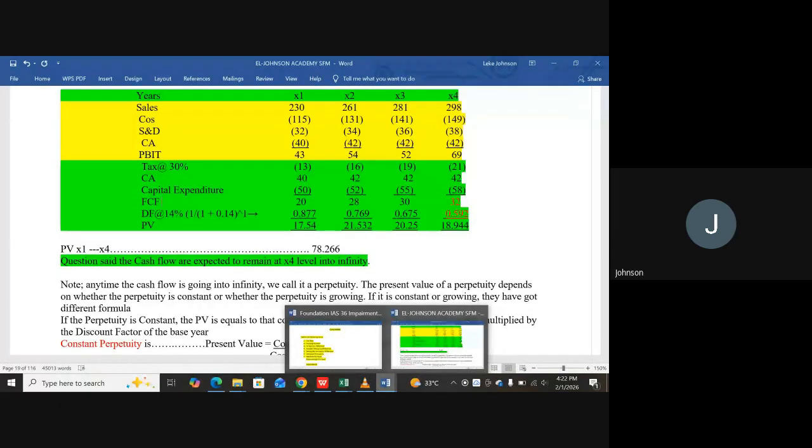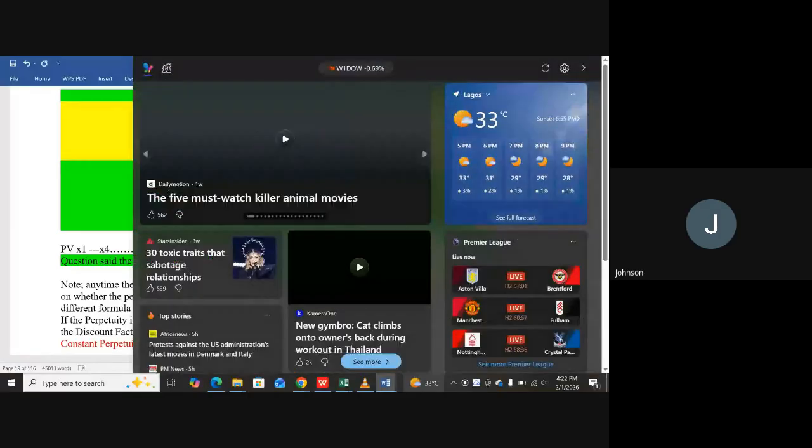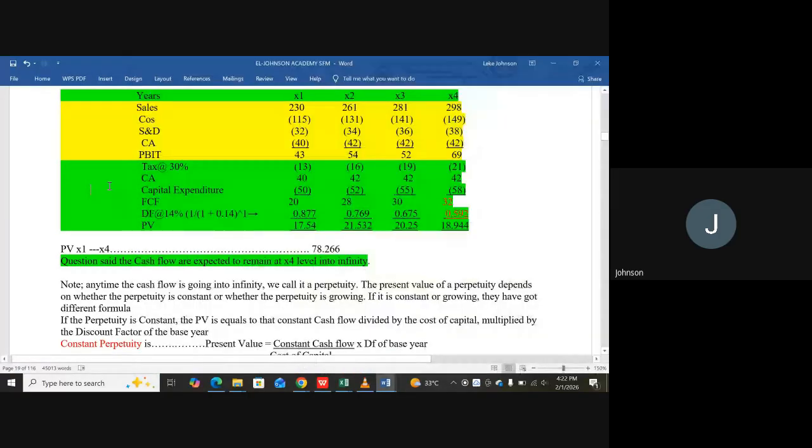I'm coming, let me do something. Free cash flow to entity. So this is free cash flow to the entity or to the company. Let me put it that way. So we have got free cash flow to the company.